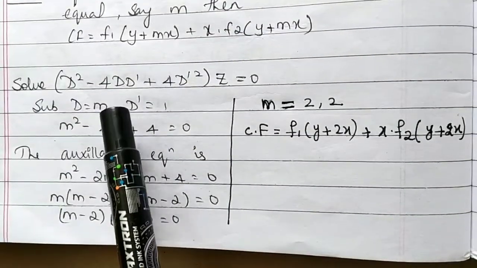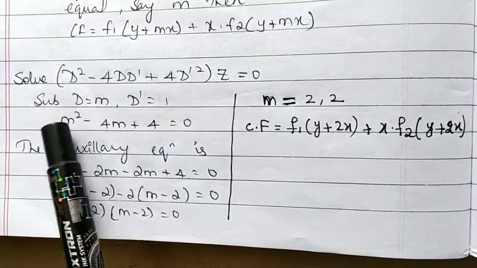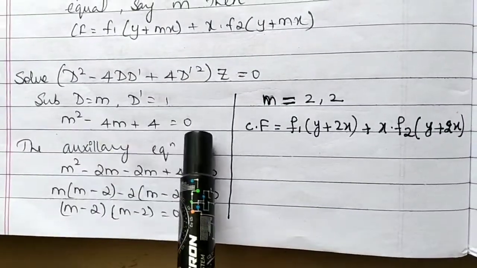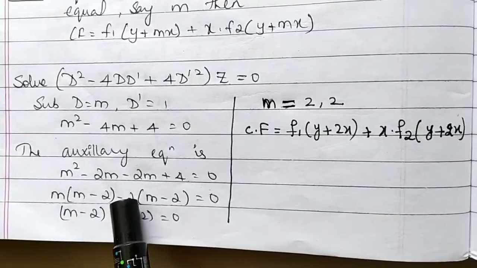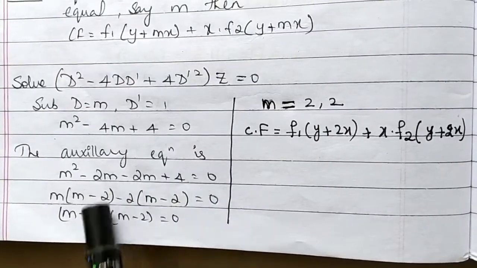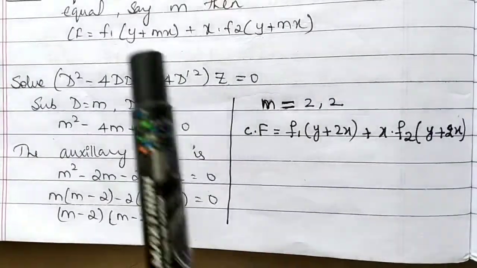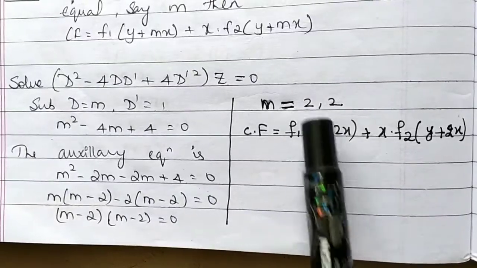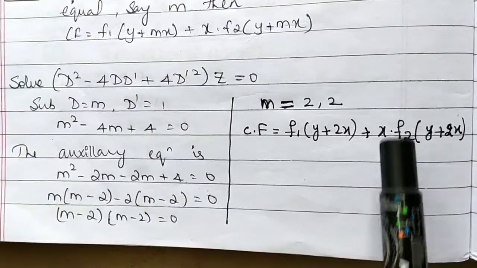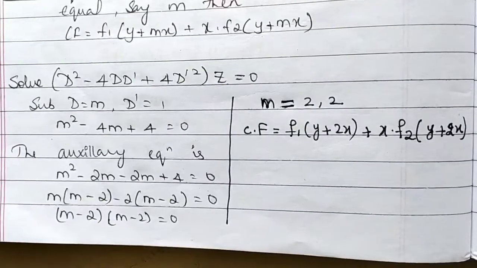D² minus 4 D D dash plus 4 D dash squared into z equal to 0. So for the auxiliary equation, substitute D equal to m and D dash equal to 1. You will get this quadratic equation: m² minus 4m plus 4. If you split into factors, you will get roots as 2, 2. So according to the formula, you will get the complementary function as f1 of y plus 2x plus x, which is extra if roots are repeated, x into f2 of y plus 2x.